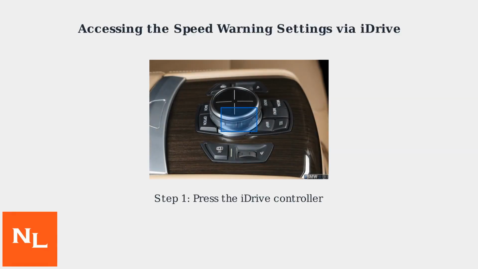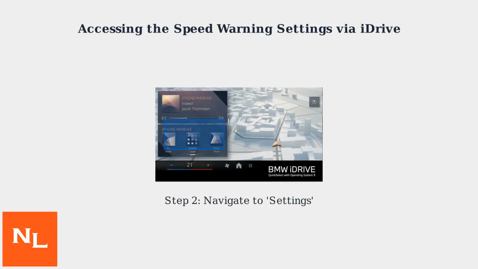To access the speed warning settings, start by using the iDrive controller located on your center console. Press the iDrive controller to enter the main menu. This circular control allows you to navigate through the vehicle's infotainment system. Once in the main menu, navigate to the Settings option. You can use the controller to scroll and select menu items.